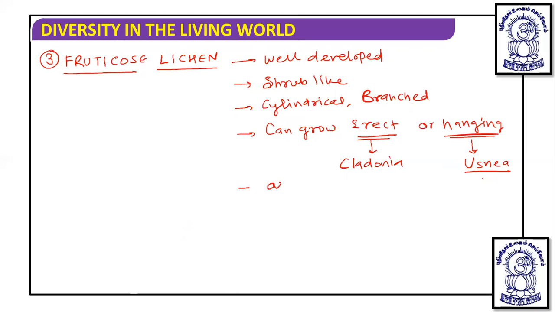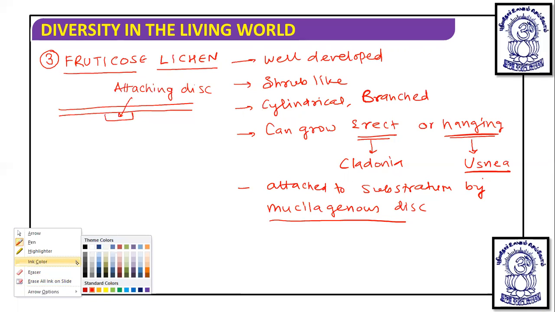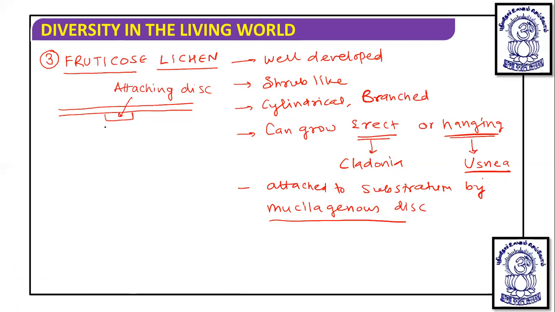Now, they are attached to substratum by mucilaginous disc. Now, how the disc looks, we are going to understand by the diagram. See, suppose this is a substratum and there is a stem on which this fruticose lichen is growing. So first this has an attaching disc. Now on the attaching disc, you will see that the particular lichen grows. And when this lichen grows, it grows like this.